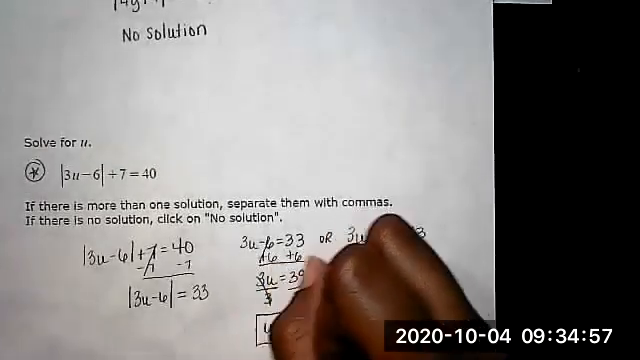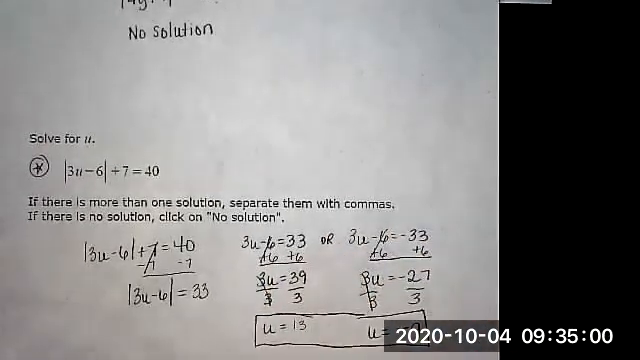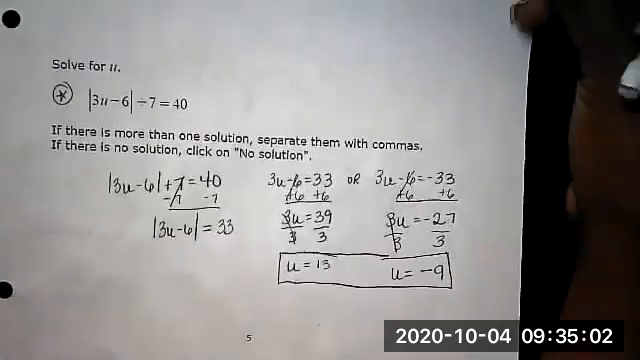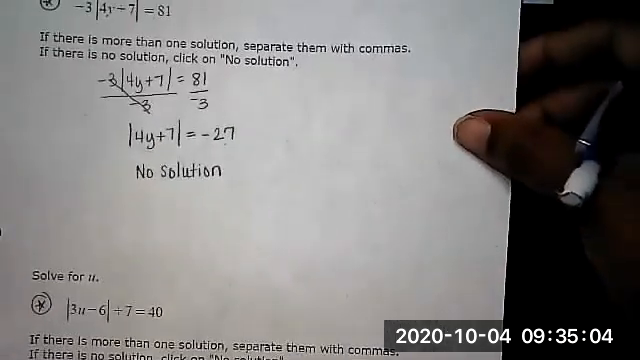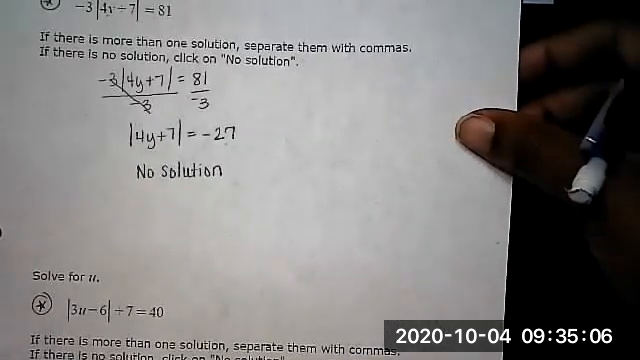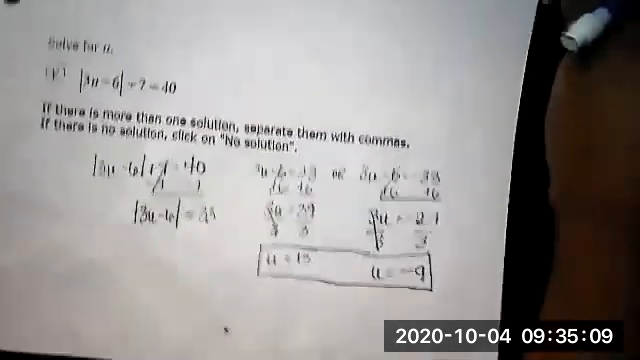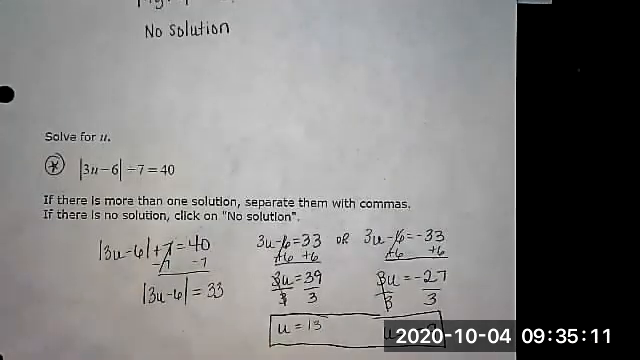So we have 2 different solutions for our u, for our absolute value, and that is how you're going to figure that out. Remember that one: absolute value equal to a negative, no solution. Make sure you're paying attention to that because you'll get caught up.